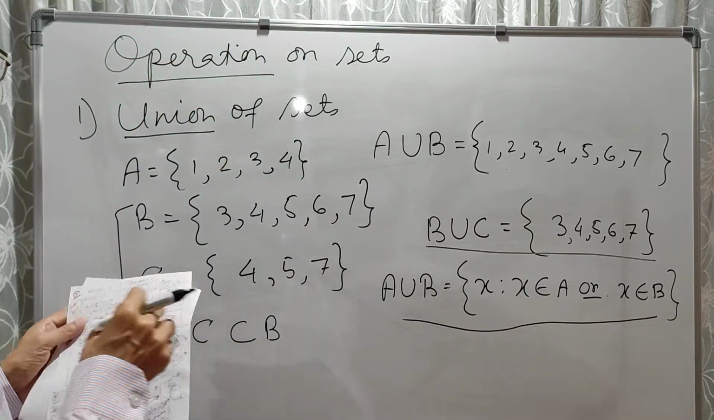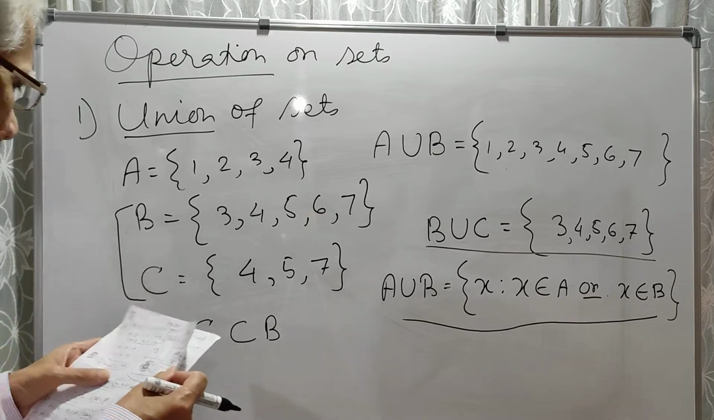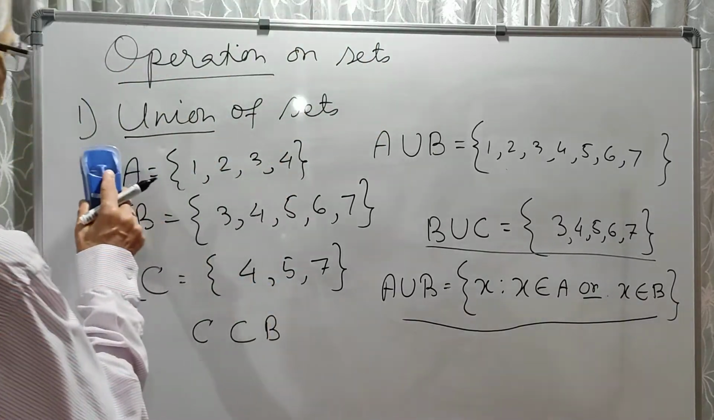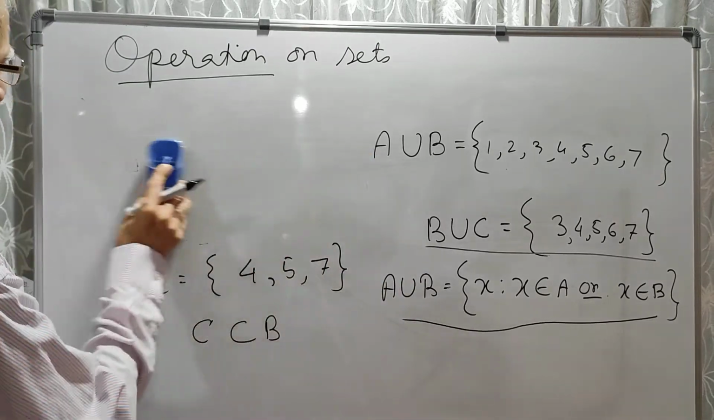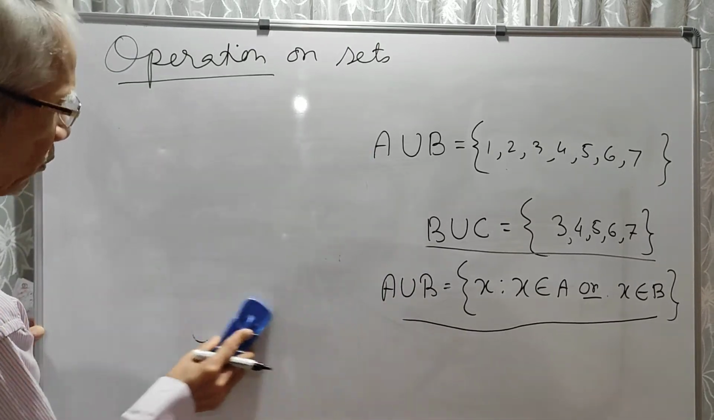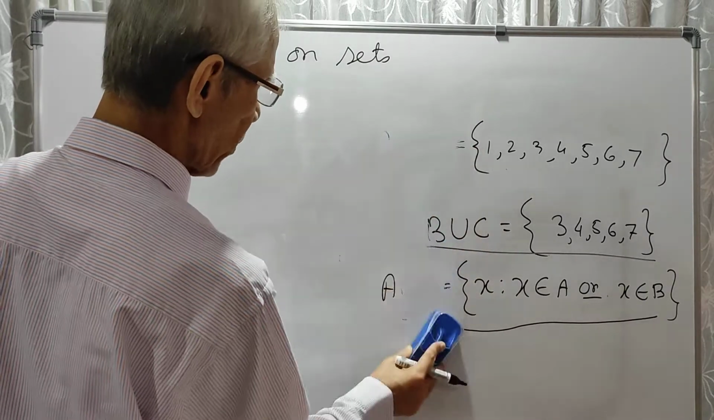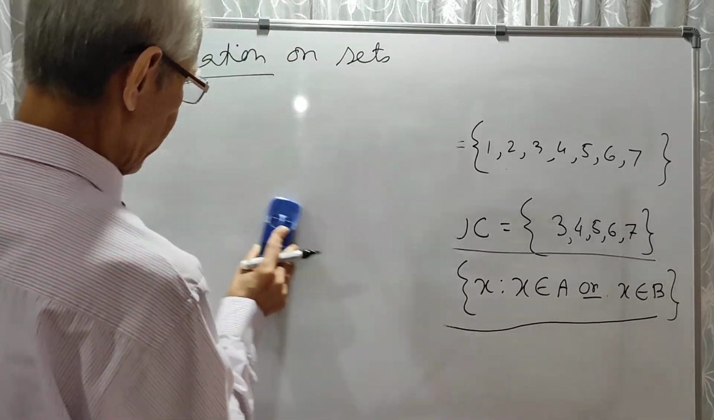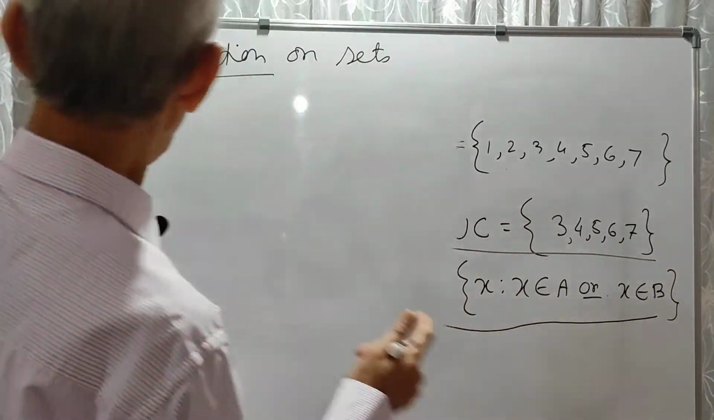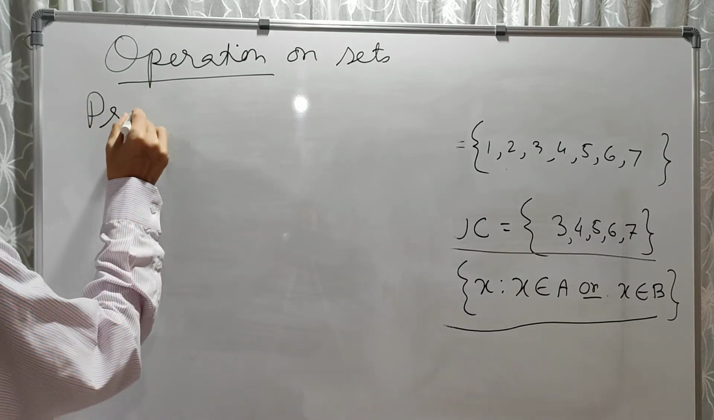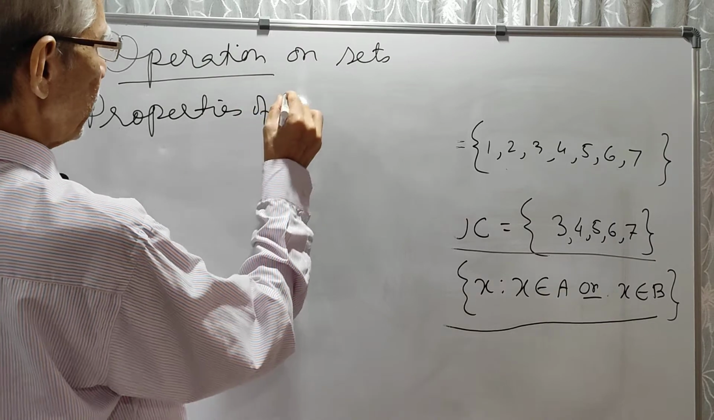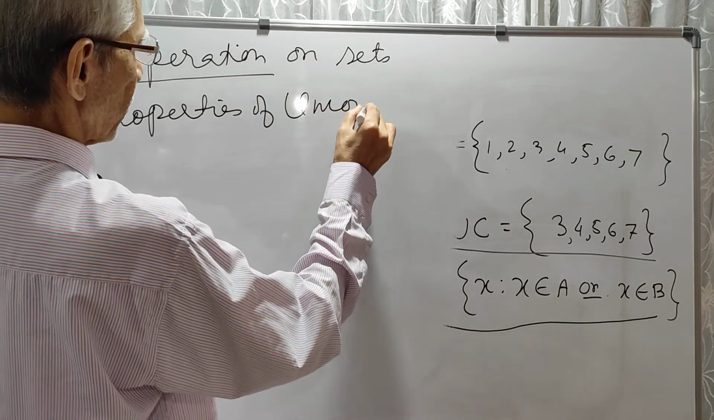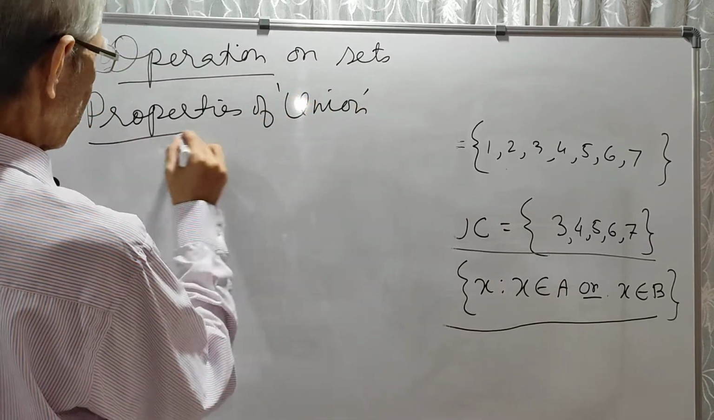So this is about union. Now come to the next operation. Before we go to the next operation, which is intersection, let me show you the properties of union. So there are some properties of union, right? Properties of union of sets.